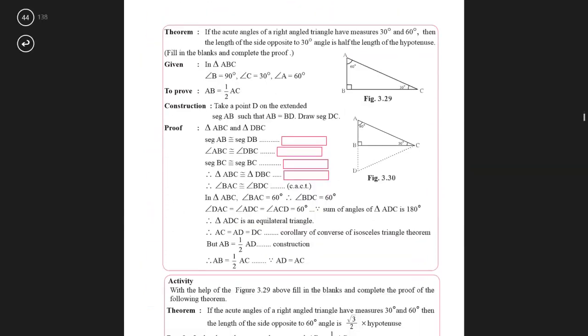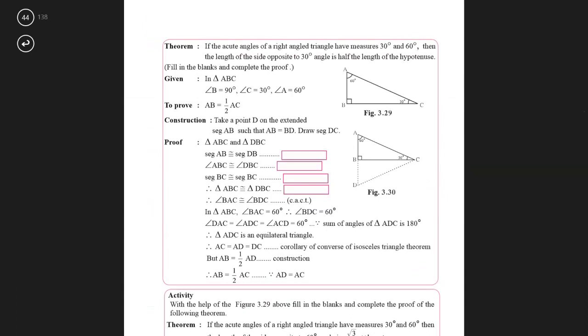Now, what the theorem says, this again is a very important theorem, not only for this year, but even for the years ahead. Now, if the acute angles of a right angle triangle have measures 30 degrees and 60 degrees, then the length of the side opposite to 30 degree angle is half the length of the hypotenuse. So the theorem states that if you have a triangle which measures 30 degree, 60 degree and 90 degree, the side opposite to 30 degrees is half of the hypotenuse. So that's the theorem. Now it's given as an activity based sum.